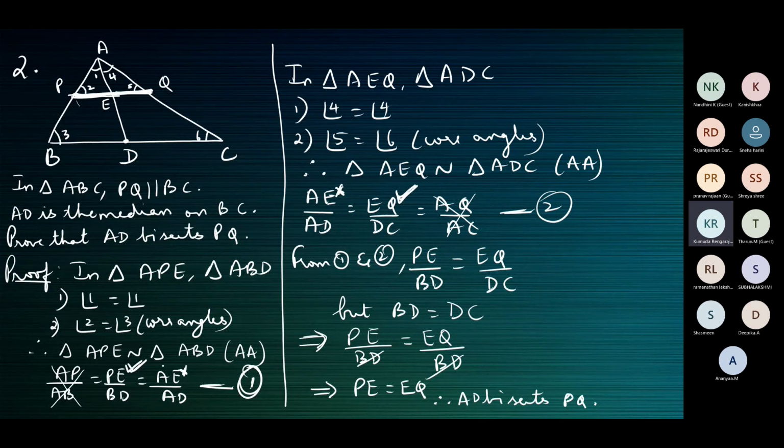So PE by BD is equal to EQ by DC. But we know that BD is equal to DC. It's given here, AD is the median on BC. So that means D is the midpoint of BC. So BD is equal to DC, meaning BD and DC are equal. So therefore, PE is equal to EQ.